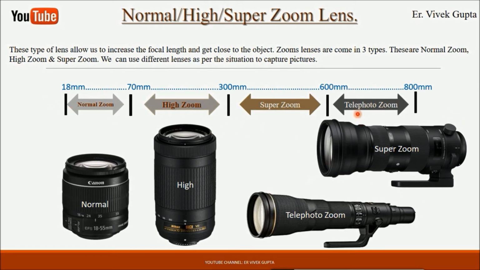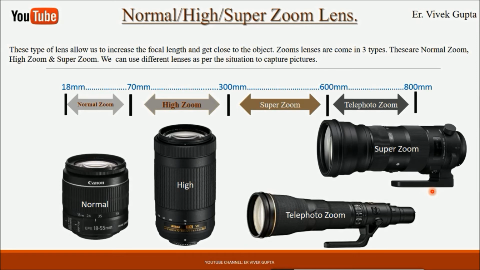Basically these types of lenses are used to capture images of objects which are far from us, and our intention is not to go close to the object. In those situations we use these types of lenses. These types of lenses give us a wide range of picture quality.